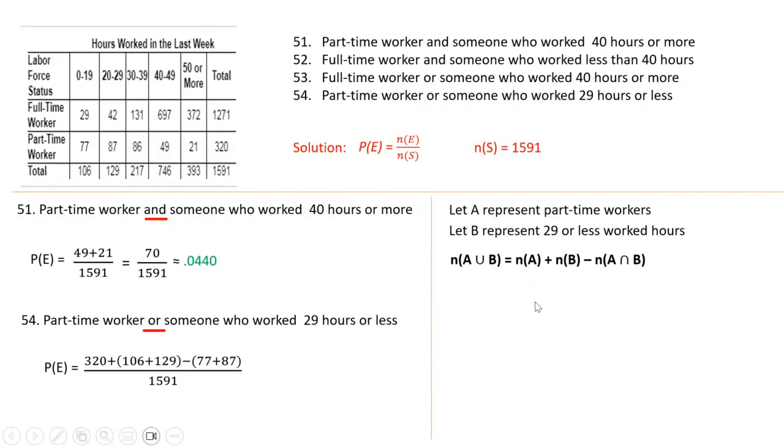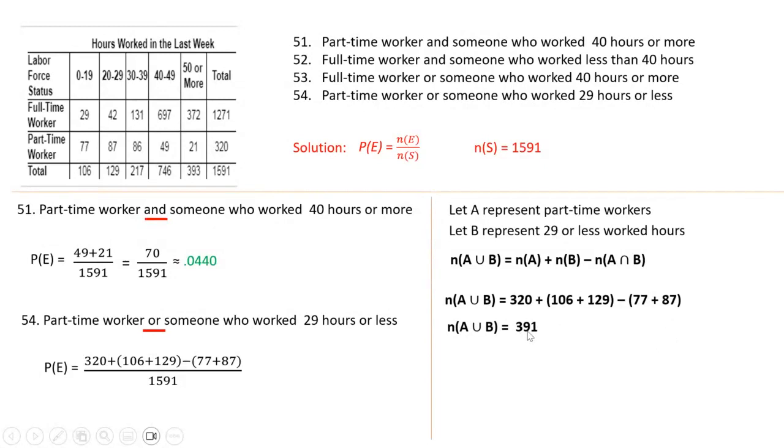So N of A will give us 320, right? Because the part-time workers for A is going to be 320. And for B, right, 29 hours or less will be 106 plus 129, which would be N of B, which would be these two here. Minus, right, where do they intersect? Where the part-time workers and those working 29 hours or less intersect here at 77 and 87. So that's why we subtract those.